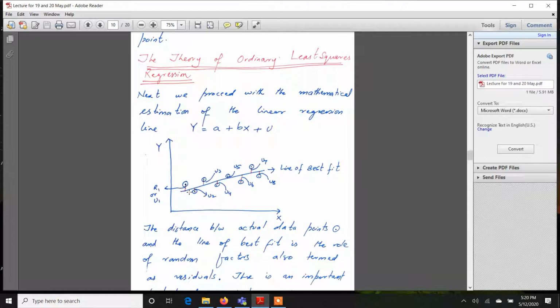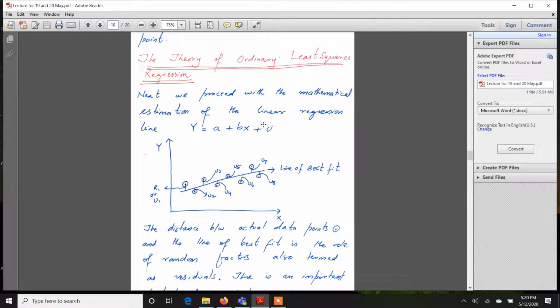For the time being, what you should know is that the difference between the actual data and the line of best fit is u_i, or the residual, or the random error that we introduced initially. These different black lines, the difference between each actual value and fitted value, are called the residual or the random error. But the problem is, how can I say whether a line is best fit or not?